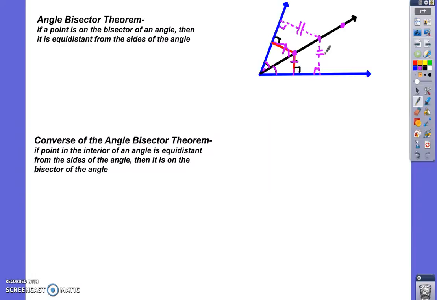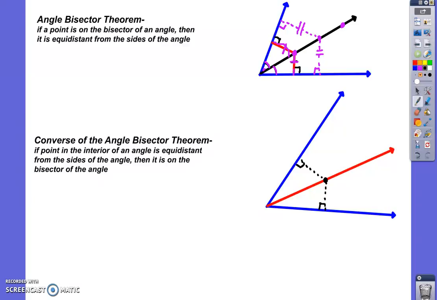Now, the converse of the angle bisector theorem says that if a point is in the interior of an angle, so it's inside of an angle, and it is equidistant from the sides, so the distance from here to this side is the same as the distance to this side, then this point has to be on the angle bisector.